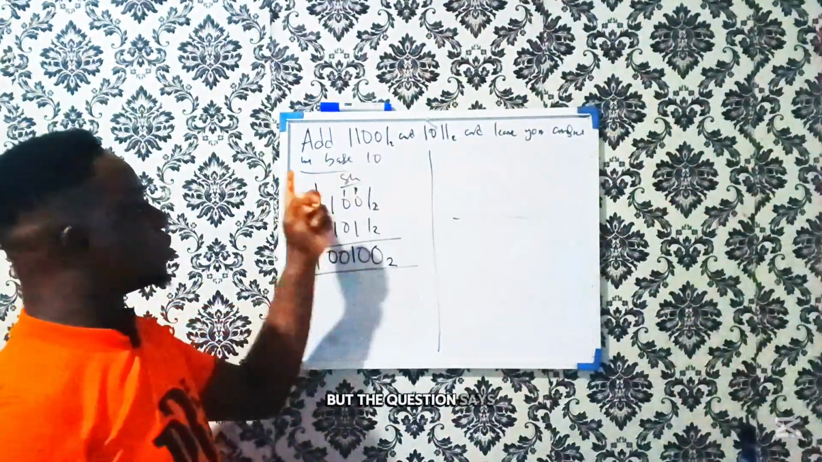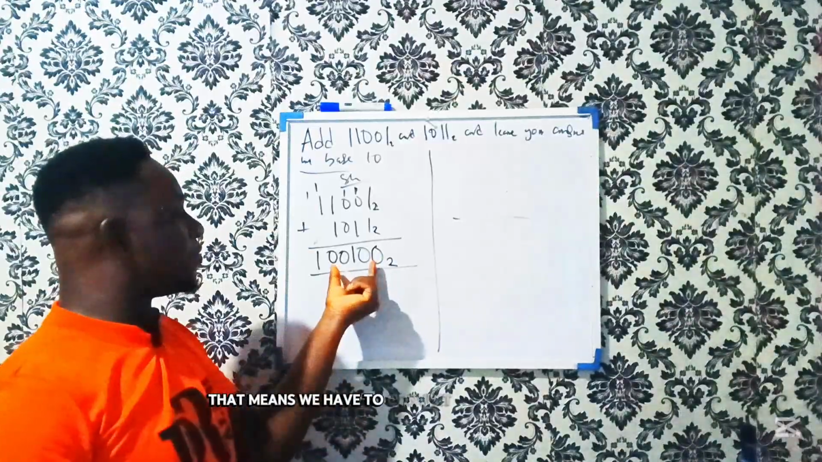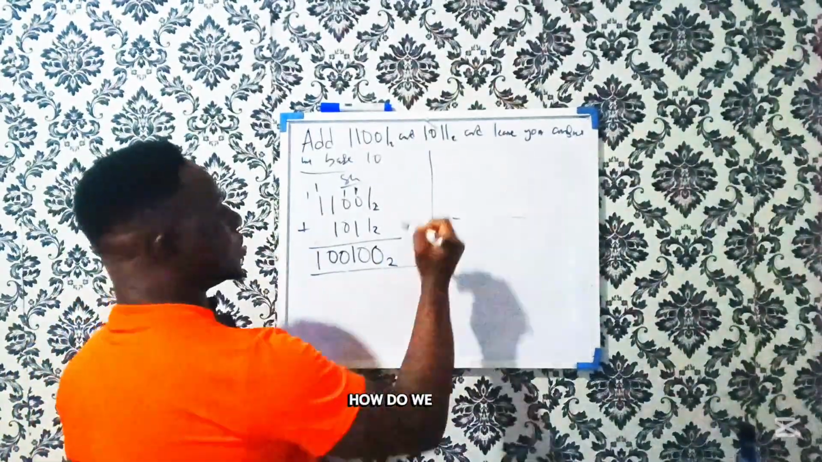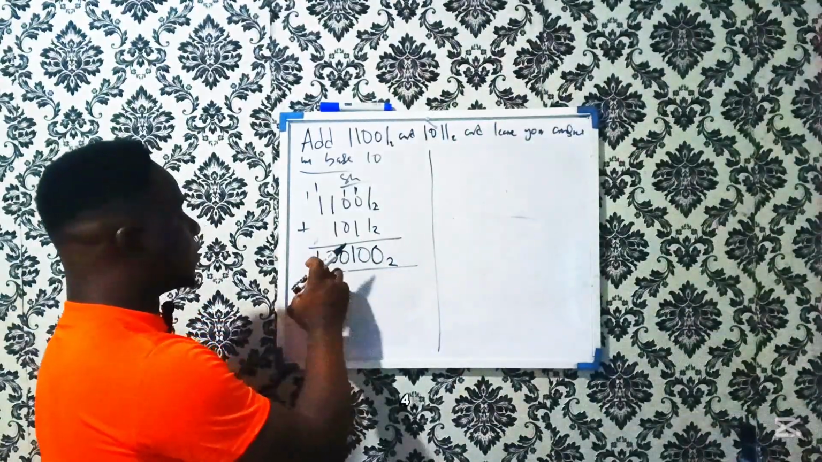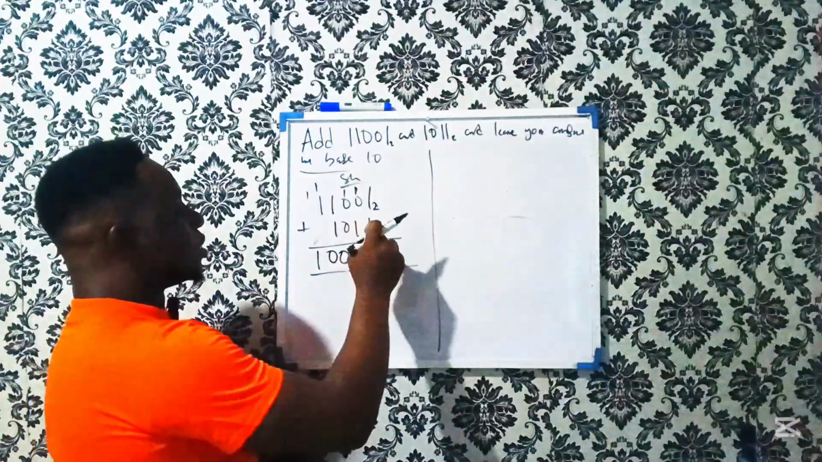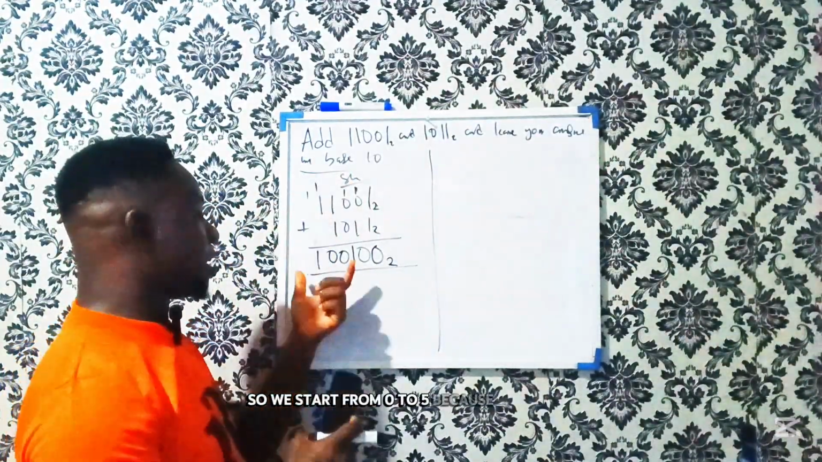But the question says we should leave our answer in base 10. That means we have to convert this base 2 to base 10. How do we do it? Don't forget that we have 6 values here. Because we have 6 values, the powers become only 5. So we start from 0 to 5 because there are 6.